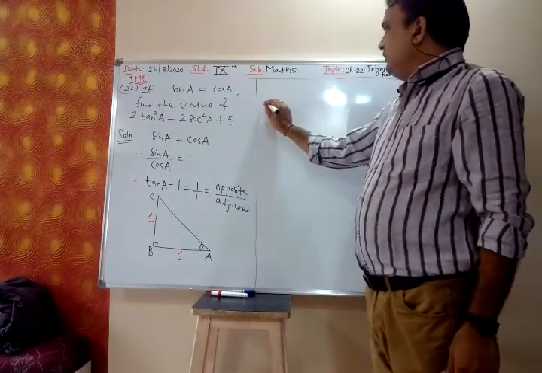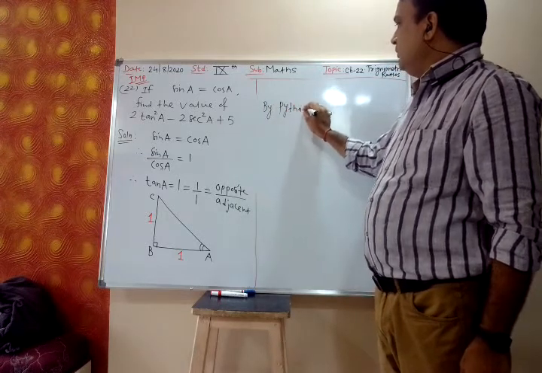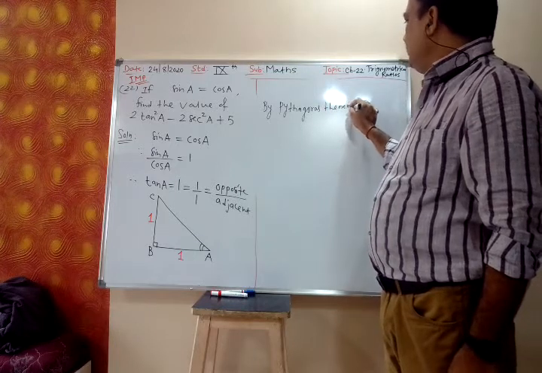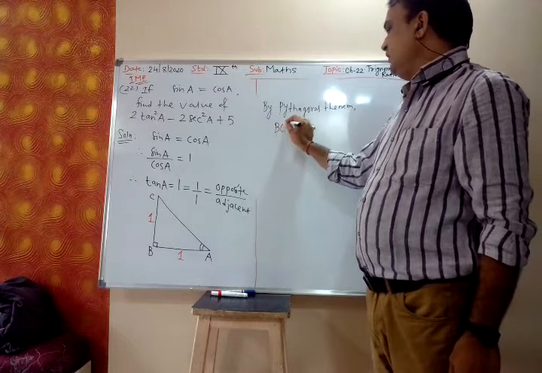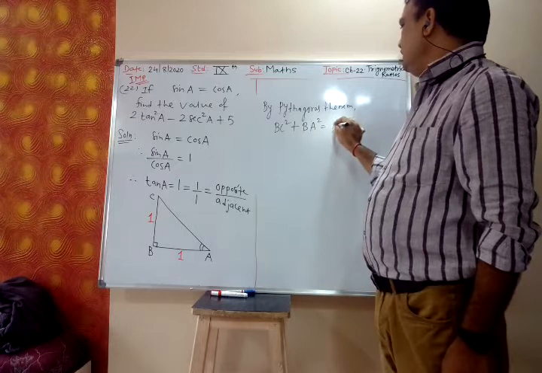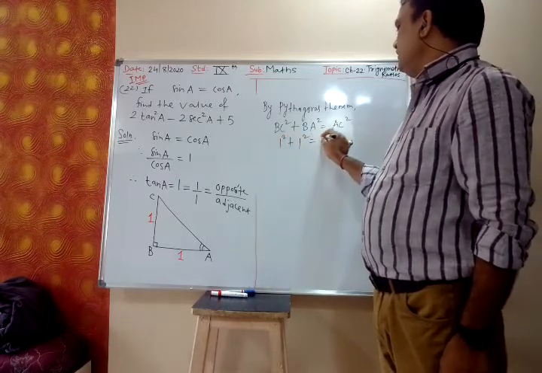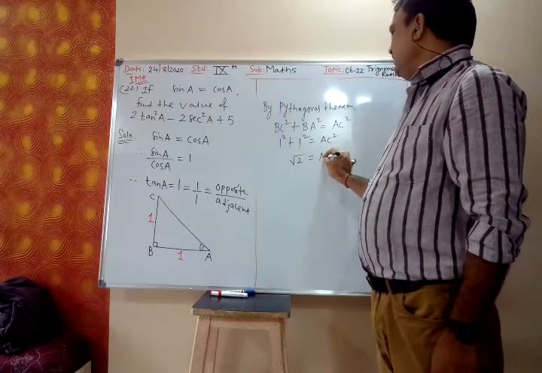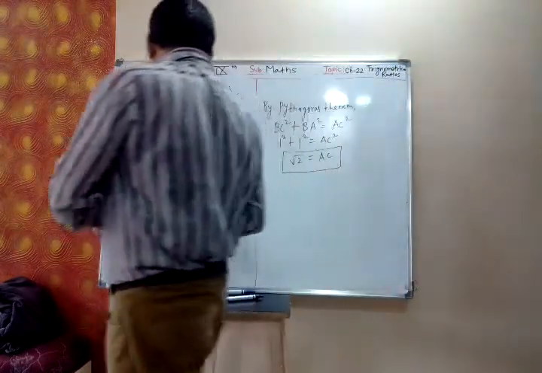So by Pythagoras theorem, BC square plus BA square is equal to AC square. So 1 square plus 1 square is equal to AC square. So root 2 is equal to AC. I am writing directly. Now my AC is root 2.